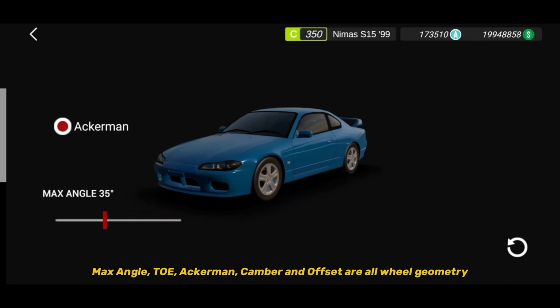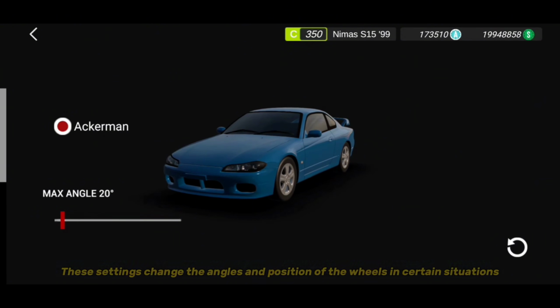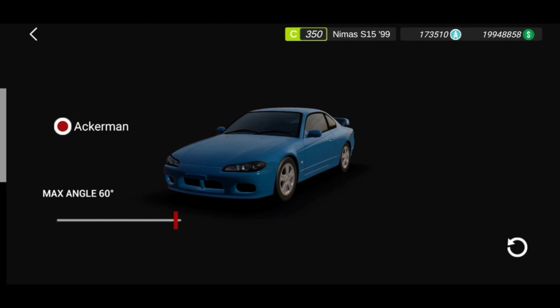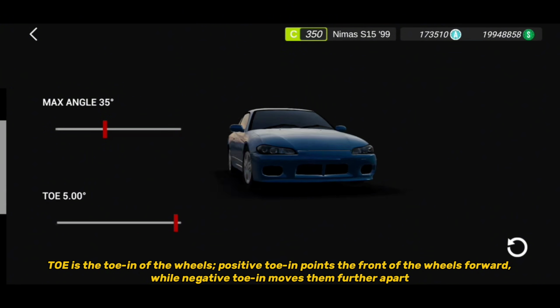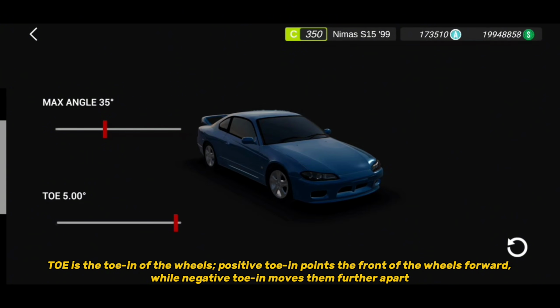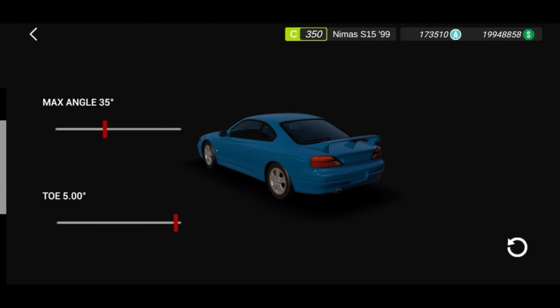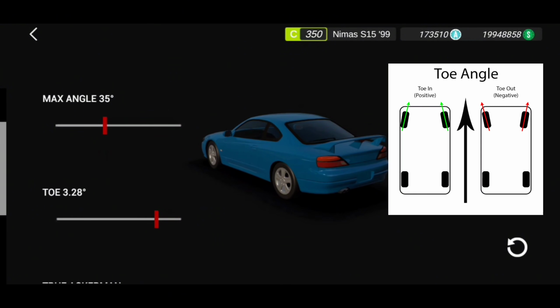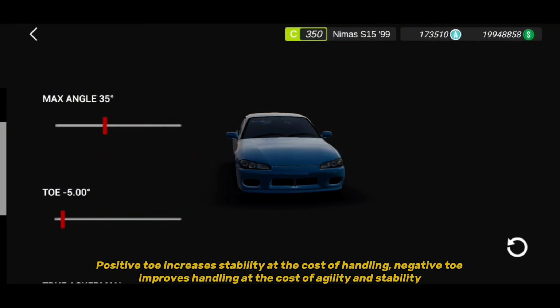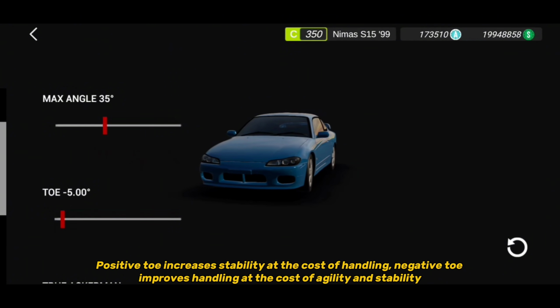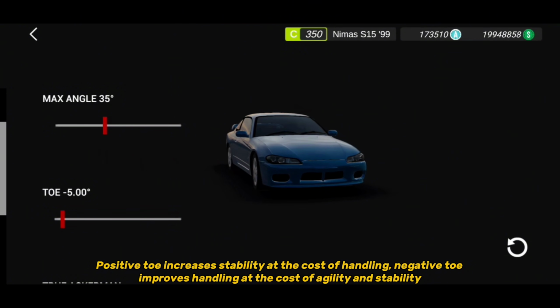Max angle, TOA, Ackerman, camber and offset are all wheel geometry. These settings change the angles and position of the wheels in certain situations. Toe is the toe-in of the wheels. Positive toe-in points the front of the wheels forward, while negative toe-in moves them further apart. Positive toe increases stability at the cost of handling, negative toe improves handling at the cost of agility and stability.